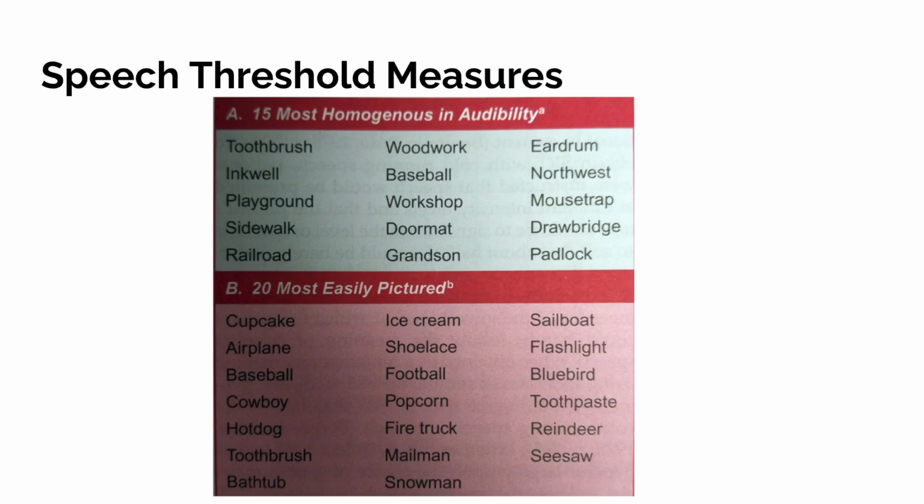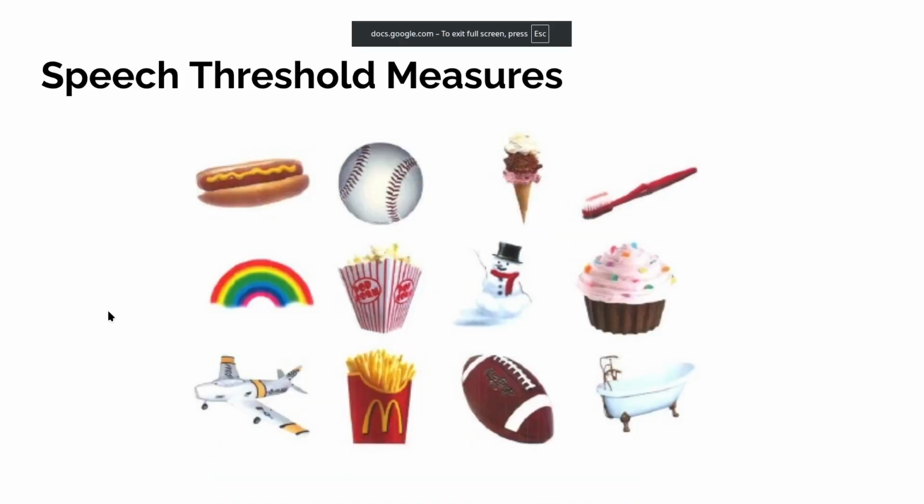As far as why most easily pictured matters, for a child who's performing the speech recognition threshold test, we don't want them to be hung up on the picture, the ability for the word to be pictured and for them to be able to recognize that picture. We want them to be tested only on their ability to auditorily recognize the word, not their ability to visually recognize it. So we want them to be equally easy to picture. That would be ideal, but that hasn't been tested per se.